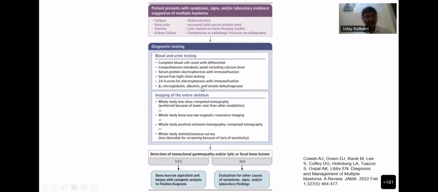So the diagnostic testing Dr. Pamela has already alluded to. We do the same panel of investigations which was discussed, including a complete blood count, metabolic panel, calcium level, serum protein electrophoresis with immunofixation, free light chain ratio, 24-hour urine protein, and urine Bence Jones protein, beta 2 microglobulin, and LDH for risk stratification. And we do some form of a skeletal survey, or if resources permit, then a whole body low dose CT. And based on these, if there is a detection of a monoclonal gammopathy, then we proceed with doing a bone marrow aspiration biopsy and FISH analysis after plasma cell enrichment. FISH analysis is done for further stratification.